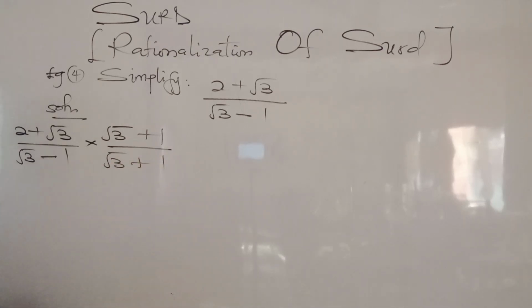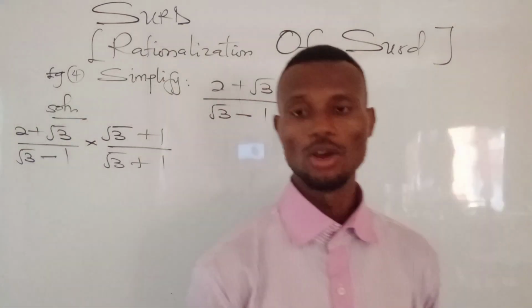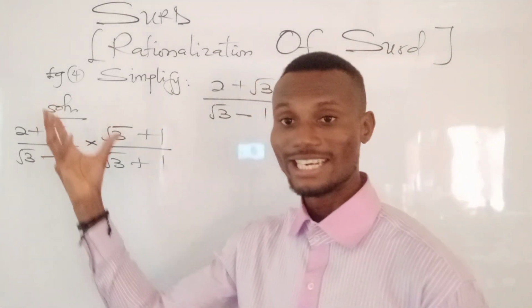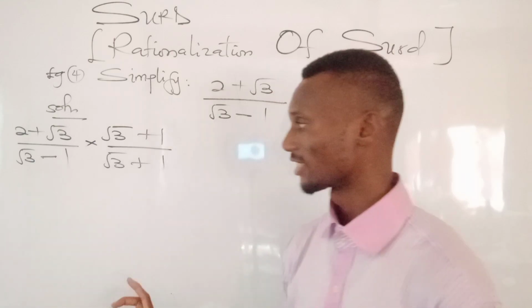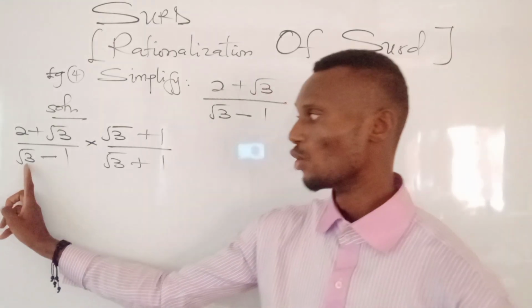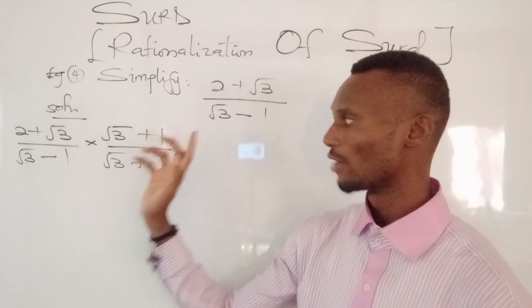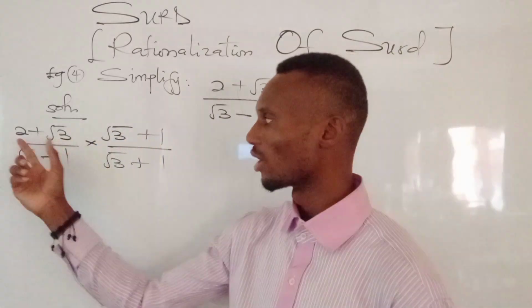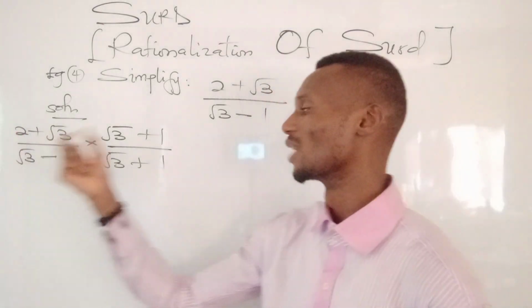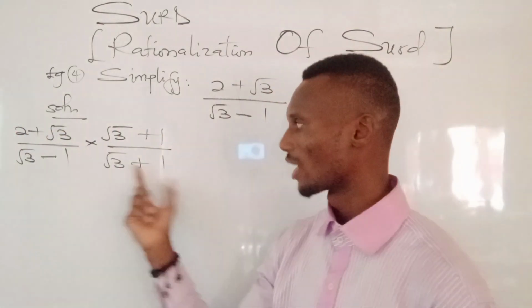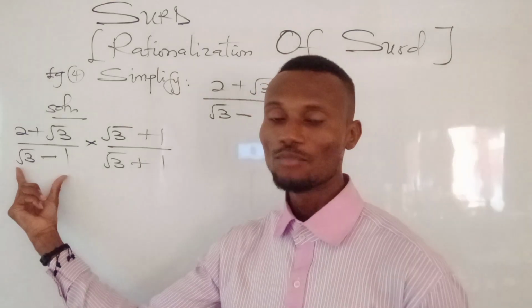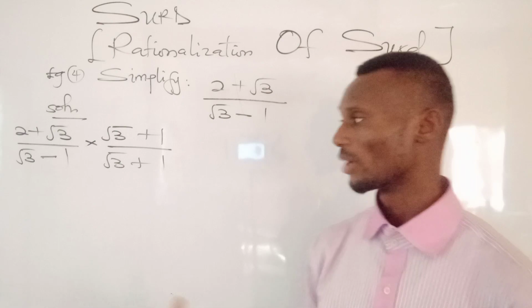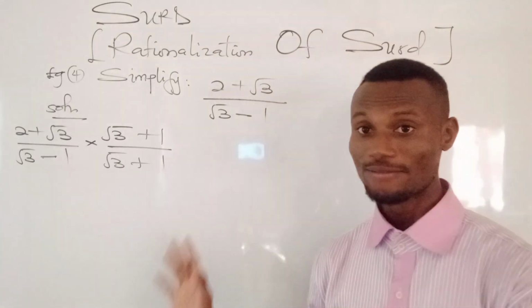As I said, we are going to use the conjugate of the denominator to multiply both the numerator and the denominator of that same fraction. The conjugate of root 3 minus 1 is root 3 plus 1. You can see that we are using root 3 plus 1 to multiply the numerator of this fraction, and we are using the same root 3 plus 1 to multiply the denominator of the same fraction. So that is how to rationalize it. Let's go ahead and simplify further.